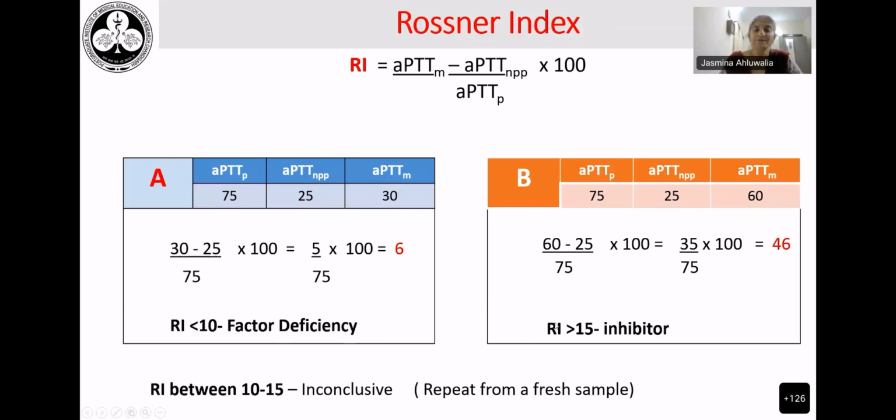So we can see there's a gap between 10 and 15. This is inconclusive. We don't know whether it is truly a factor deficiency or an inhibitor. In this situation, we may need to repeat from a fresh sample.